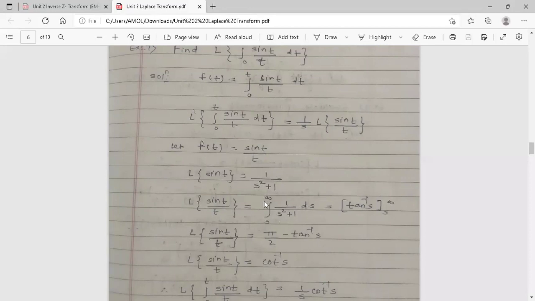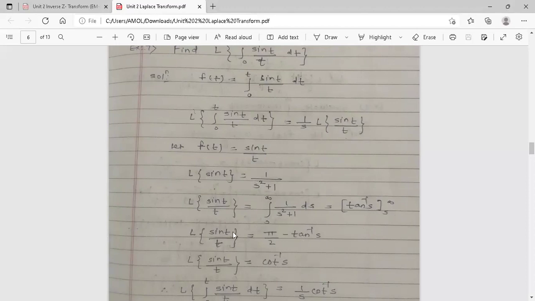So what is the integration of 1 upon s square plus 1? It is 1 upon 1, because the value of the constant is 1. So 1 upon 1 into tan inverse of s upon 1. 1 upon 1 means 1. Tan inverse of s upon 1 means tan inverse of s. And the limits are s to infinity. Now you put the upper limit infinity. Tan inverse infinity is pi by 2. So right here pi by 2. Minus sign for the lower limit. Tan inverse s. Replace s by s. So we are getting the same function, tan inverse s.